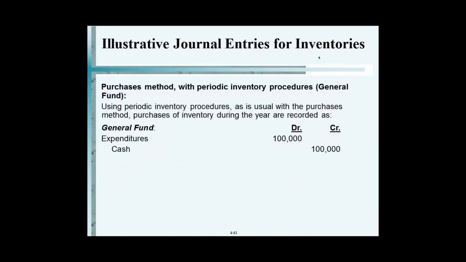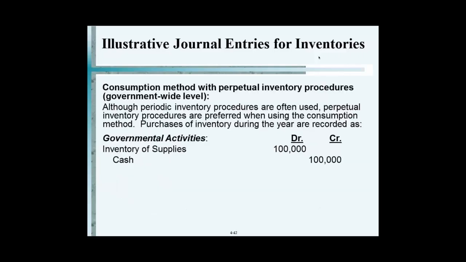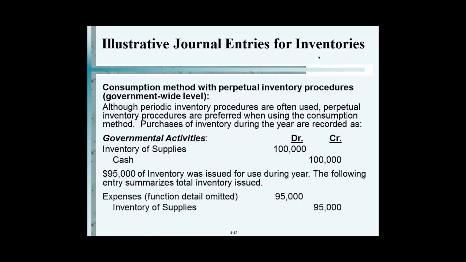Here's the purchase method. Look at what they do. They buy the stuff and they don't debit inventory, they debit expenditures. But this was the little complication I was telling you about, adjusting it at the end of the year to make sure that both the inventory account and the fund balance account agree. Look at what happens in the governmental activities. It's never, ever expensed. Always inventory of supplies because we are using the accrual basis of accounting. This is what all of us will understand. And again, expense, no different than what you would find in a business enterprise.